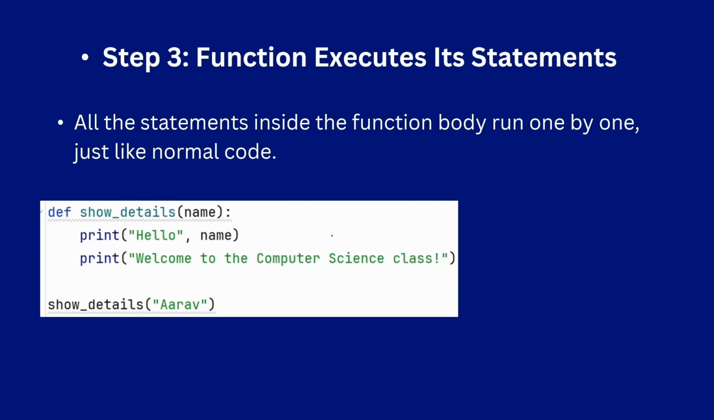Okay, next, the function executes its statements. All the statements inside the function body run one by one, just like normal. Here we have this function show details, and we are passing this parameter name. When we say show details rf, rf is our argument, so name will become rf. So we'll have print hello rf, then the next statement, print welcome to the computer science class.